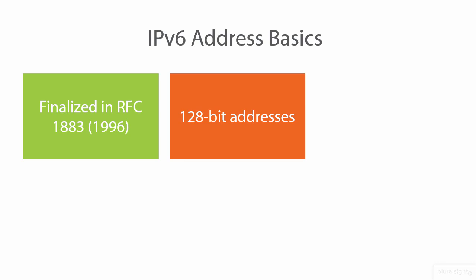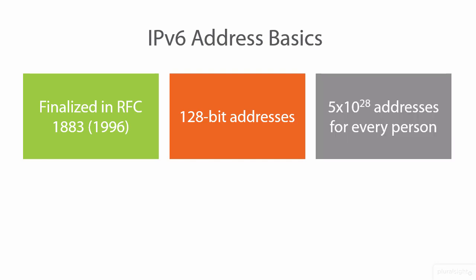IPv6 is meant to solve the address depletion of IPv4 because IPv6 addresses are a whopping 128 bits long. That's 5 times 10 to the 28th. That's 5 with 28 zeros after it, addresses for every person on Earth. So again, with technology, you think today, oh, we'll never reach that limit. You know we will, but hopefully it's going to take us a long time.